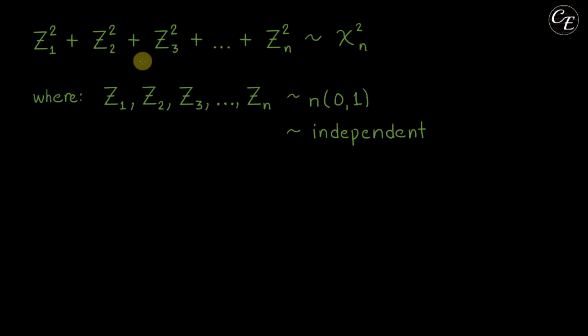Hello everyone, in this video, I'm going to show you how to prove this theorem that the sum of the squares of the random variables which have a standard normal distribution has a chi-squared distribution with n degrees of freedom. The number of degrees of freedom in here, which is n, should be the same as the number of items in here, which is also n.